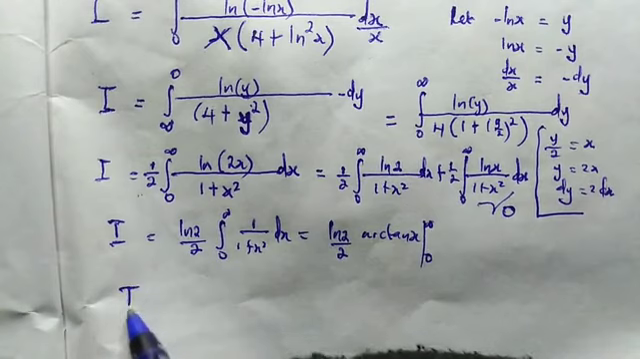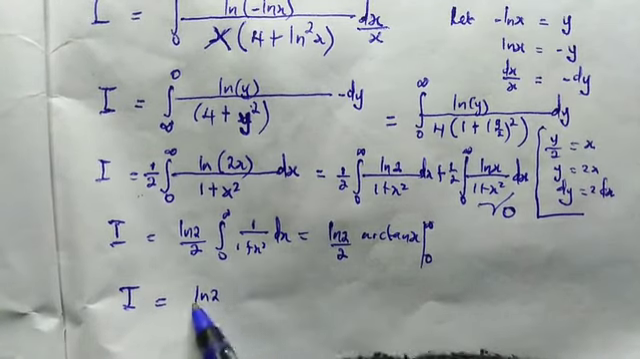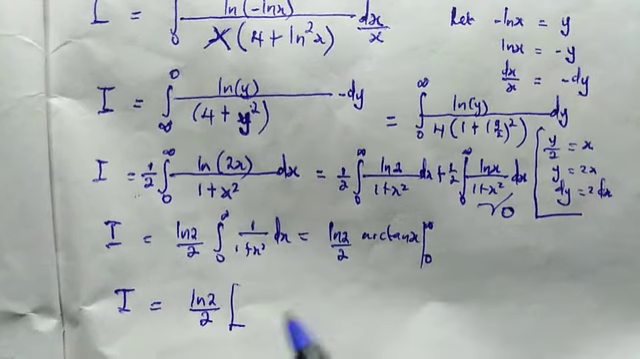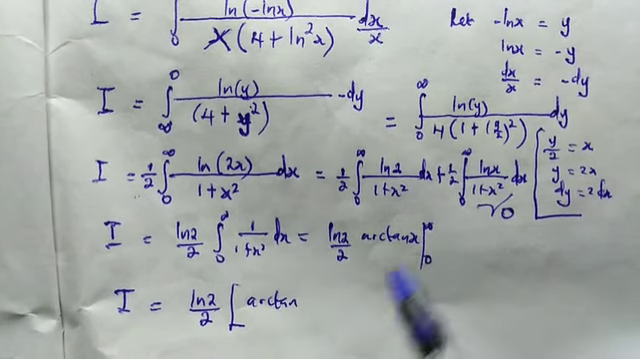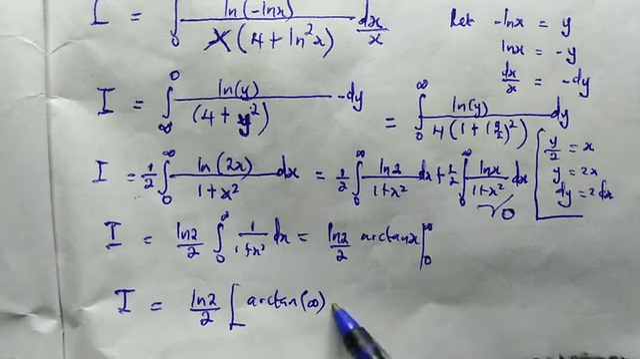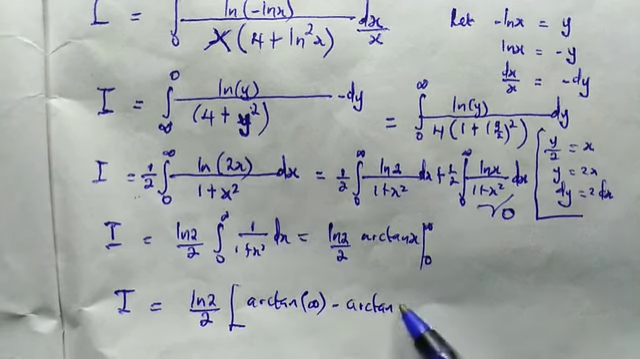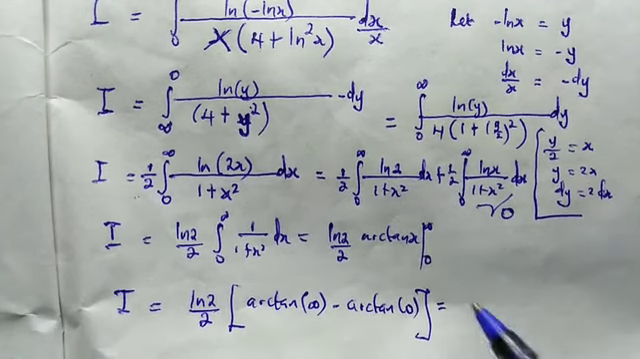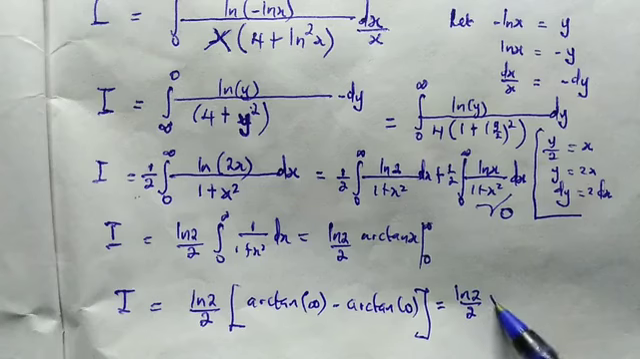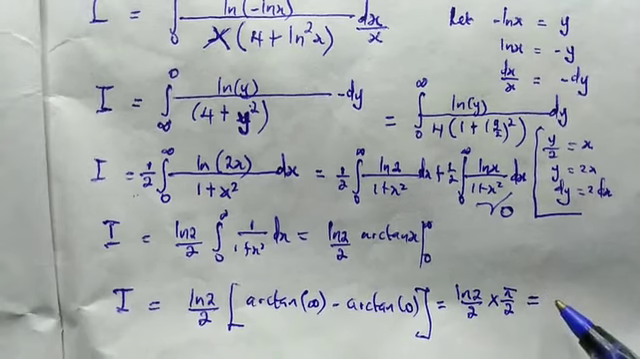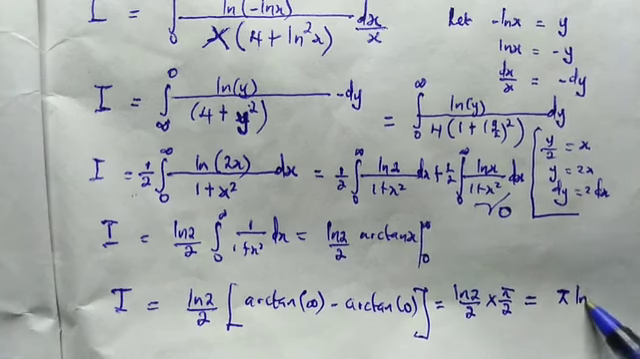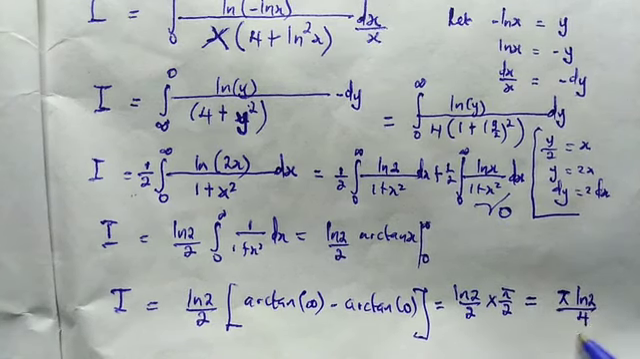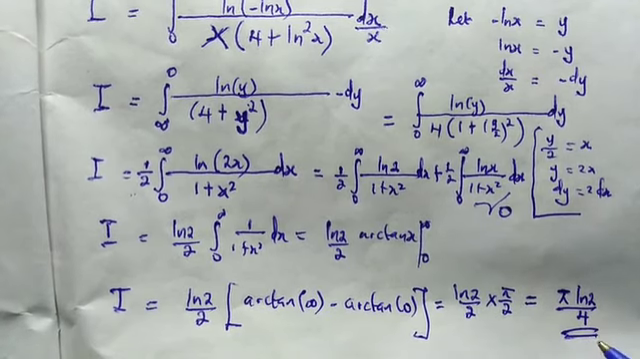So from here, our target integral I is going to be the natural log of 2 over 2. Then we can make use of the limit. So when we substitute the upper limit, we have the arctan of infinity minus the lower limit, the arctan of 0. And from here, we get the natural log of 2 over 2 multiplied by the arctan of infinity, which is pi over 2. And this simplifies to pi times the natural log of 2 all over 4. And this is the right answer to the problem.